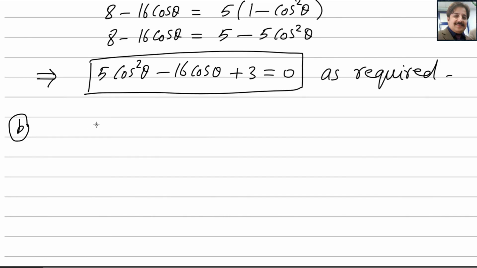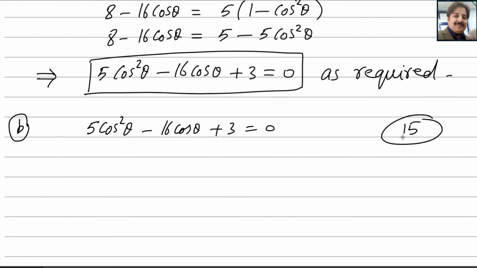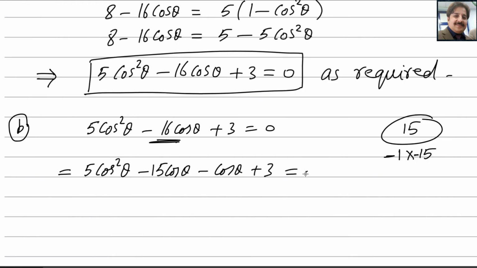Here we can factorize or use the quadratic formula, that is your choice. 5 cosine square theta minus 16 cosine theta plus 3 equals 0. 5 multiplied by 3 is 15, and we need a pair for 15 that gives 16: 1 and 15. If both are negative, you get positive 15 and negative 16, the middle number. So we split the middle term to factorize: 5 cosine square theta minus 15 cosine theta minus cosine theta plus 3 equals 0.